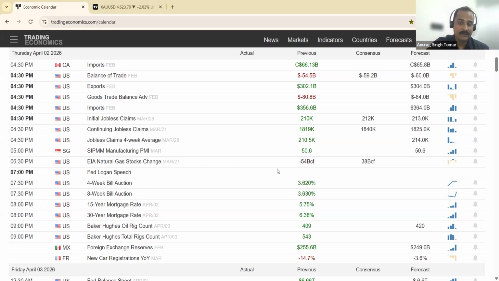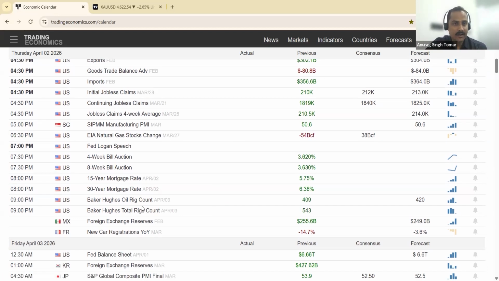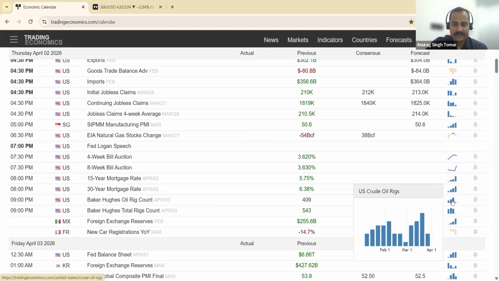Previously it was negative. Now we have to see if the figures come in positive, then we'll see a sharp fall in the price of natural gas. Then we have the oil rig counts, right? So this is very important. It has been continuously rising. Let's have a look. See, right? So in April 1, there is a decrease, and when there is a decrease, the demand for oil is going to rise because very few machines are working, right?